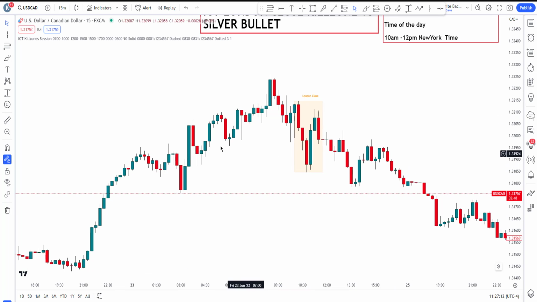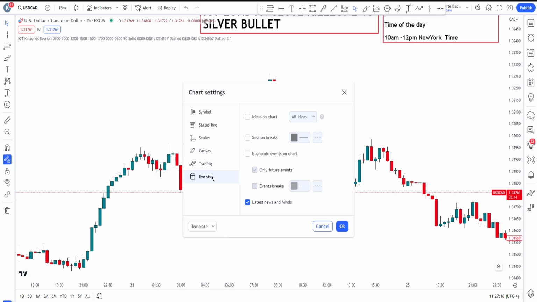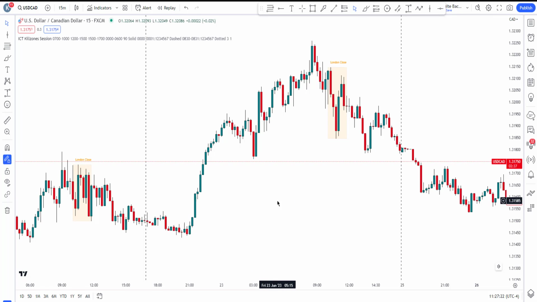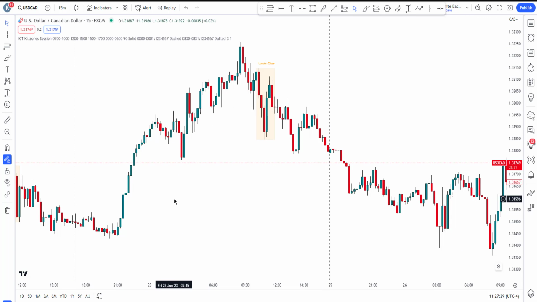Okay, to get it properly, simply right click, come to settings, and then come to where you see events, come to session break. Just have a break between each of the days. Okay, you can actually see the power tree concept working here: accumulation, manipulation, distribution. This is an entire movement of the day.